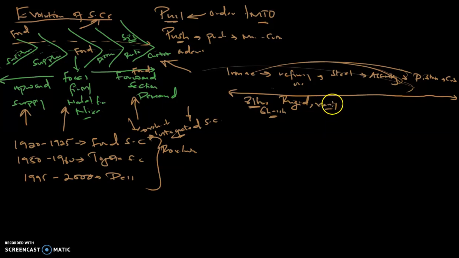So, Ford could give you any color as long as it was black. Ford could give you any make as long as it was the Ford Model T. So, in a way, it was a very rigid system, but it served its purpose. It did serve its purpose.